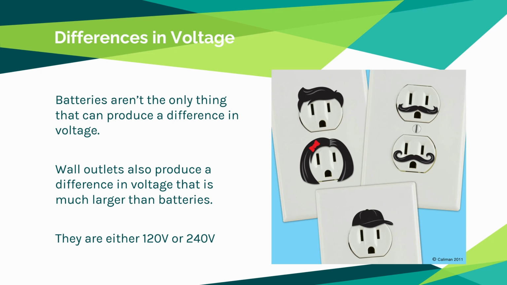Differences in voltage. Batteries are not the only source of voltage. Wall outlets also create a difference, and that voltage is much greater than what small batteries provide. Common household outlets in the United States are 120 volts or 240 volts, depending on the circuit and the appliance.